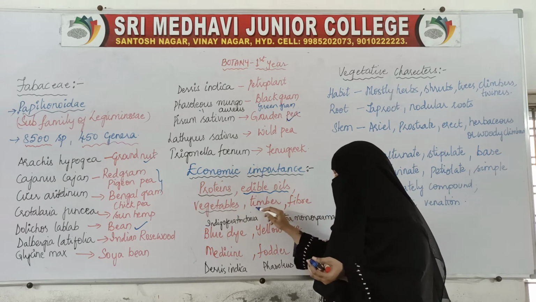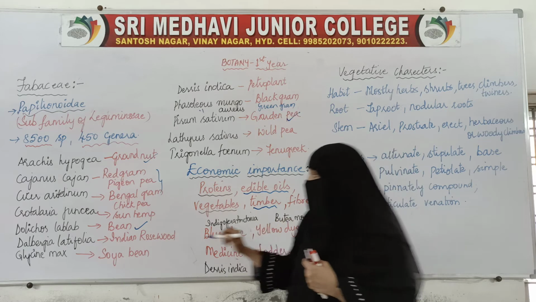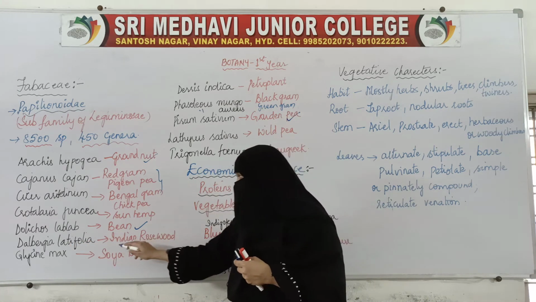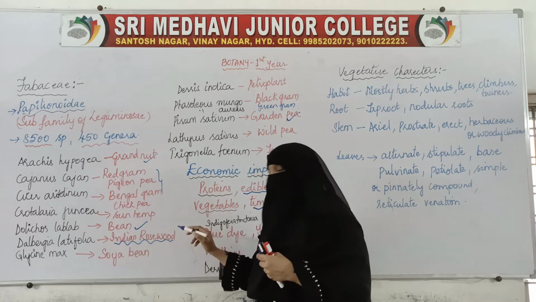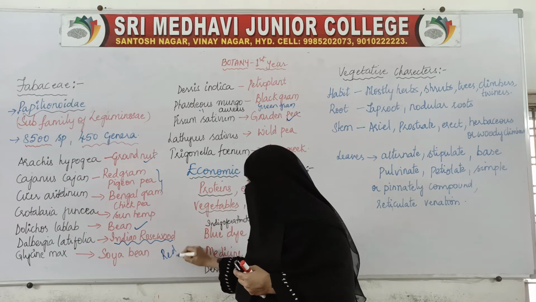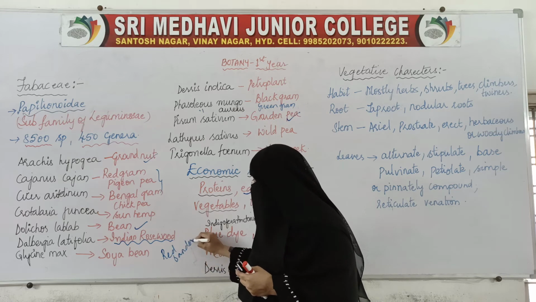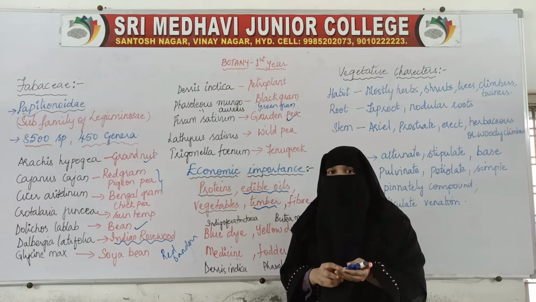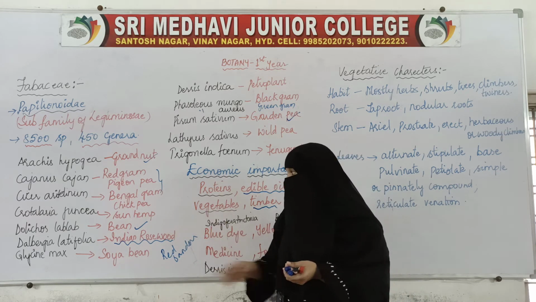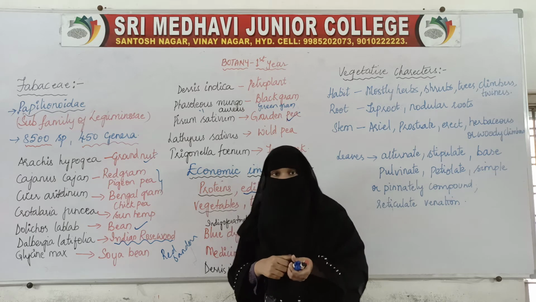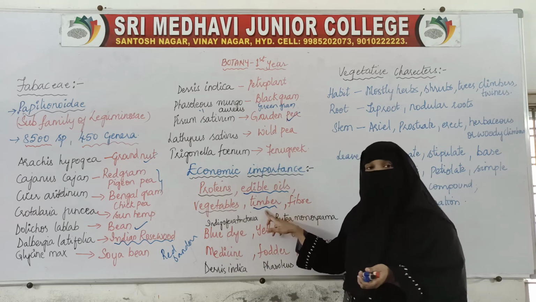We get timber. I already said this here. Dalbergia latifolia, the common name is Indian rosewood. Apart from this, there is one more plant, that is red sanders. These are timber yielding plants, Indian rosewood and red sanders. Both these plants are timber yielding plants. That is, we get timber, wood, from them.